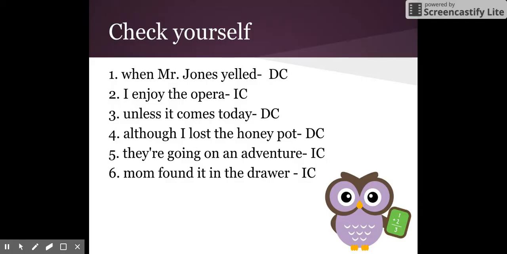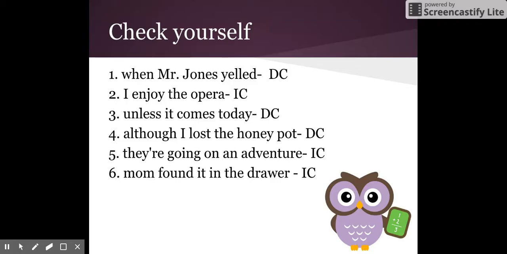When Mr. Jones yelled is a dependent clause because you want to know what happened after Mr. Jones yelled. You have a subject, you have a predicate, and that dependent word, when. I enjoy the opera is an independent clause. You can say that on its own and it makes sense. Number 3, unless it comes today is a dependent clause. It has a subject, a predicate, and a dependent word. Although I lost the honey pot, same thing. It has a subject, a predicate, and a dependent word.